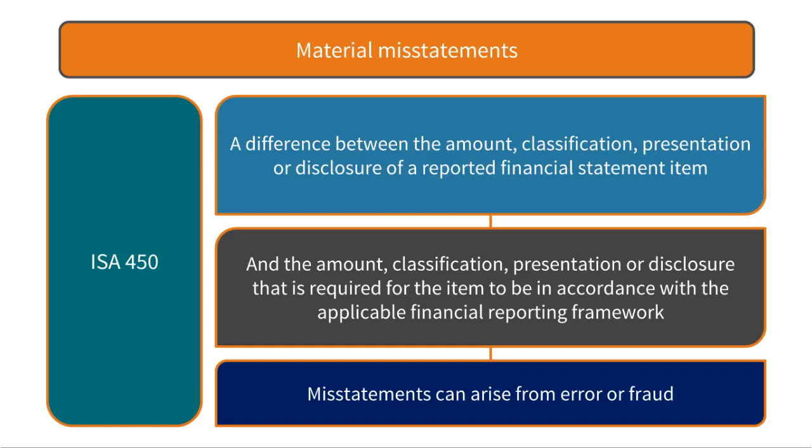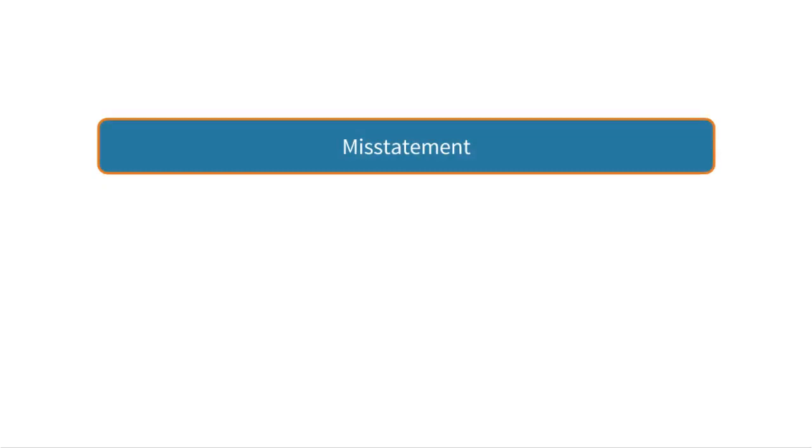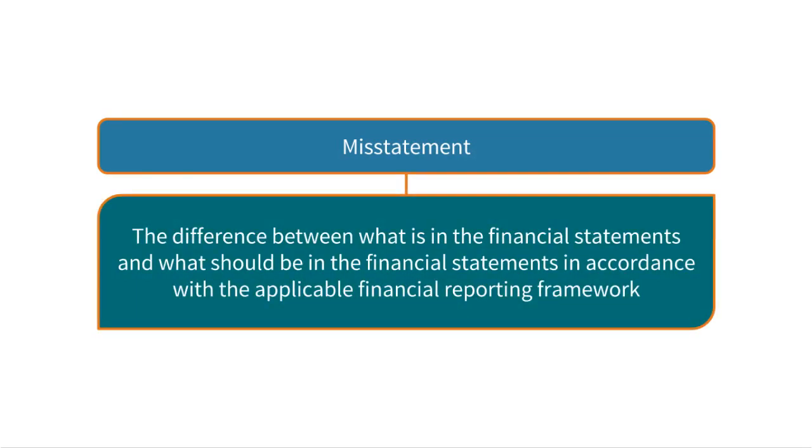This is a very wordy definition and difficult to remember. To help remember, we could summarise as follows. A misstatement is the difference between what is in the financial statements and what should be in the financial statements in accordance with the applicable financial reporting framework.